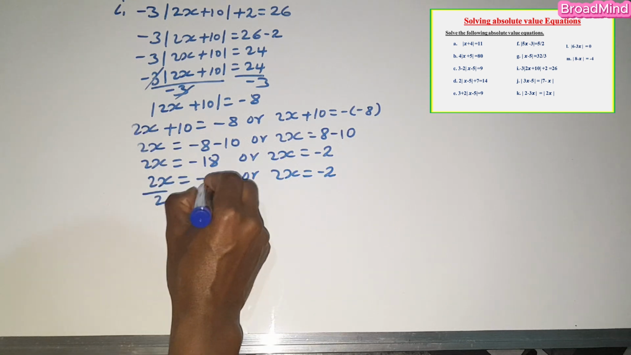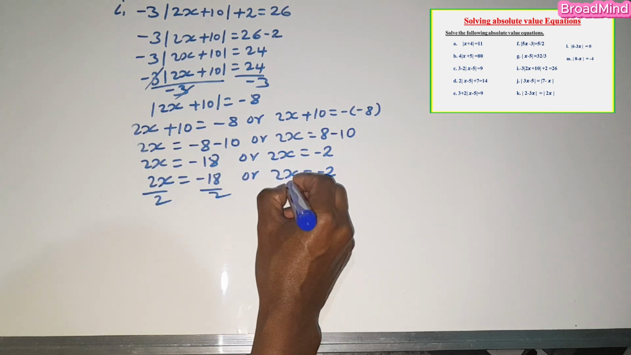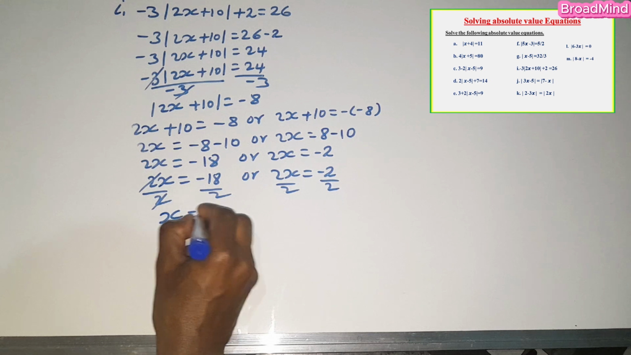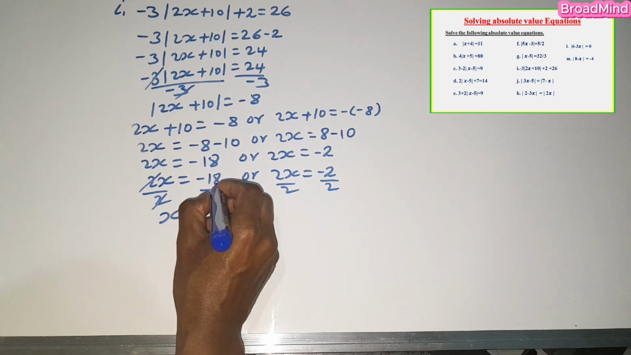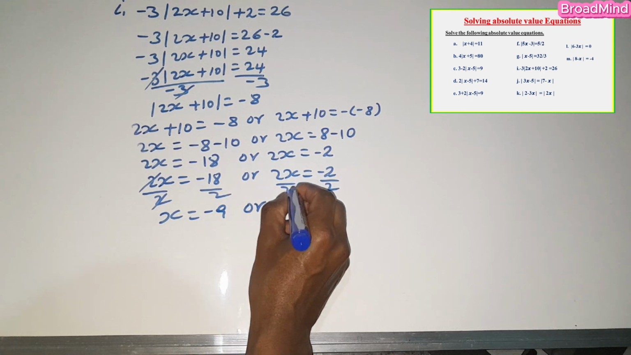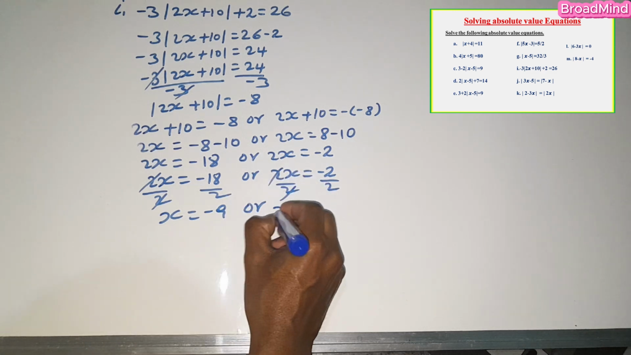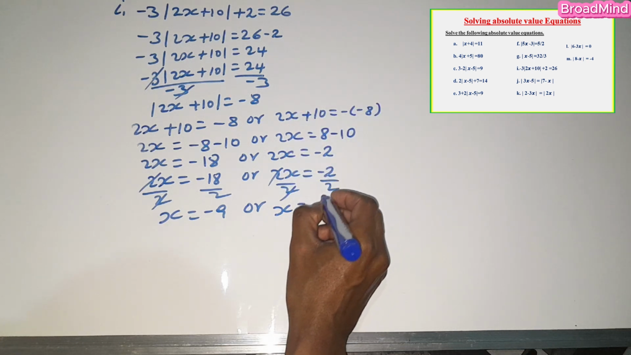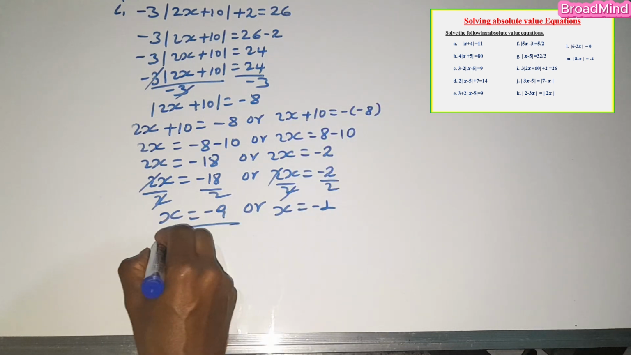And divided by 2, divided by 2. Here also divided by 2, divided by 2. Cancel by 2. X is equal to negative 18 divided by 2, negative 9, or here also cancel by 2. X equals negative 2 divided by 2, negative 1.